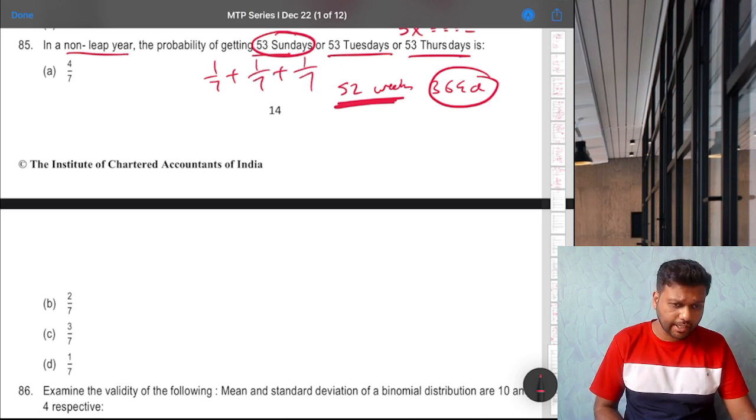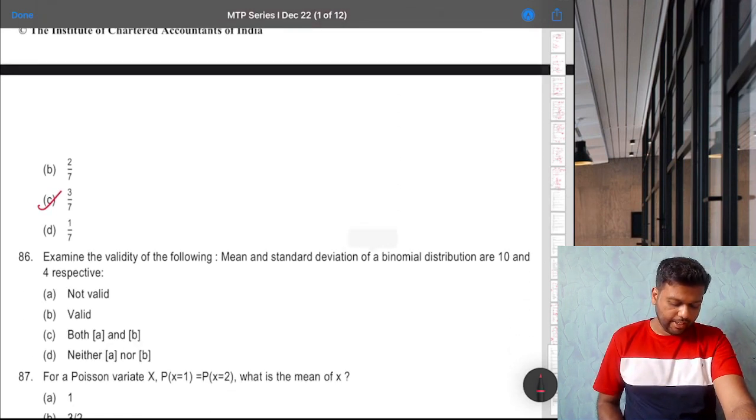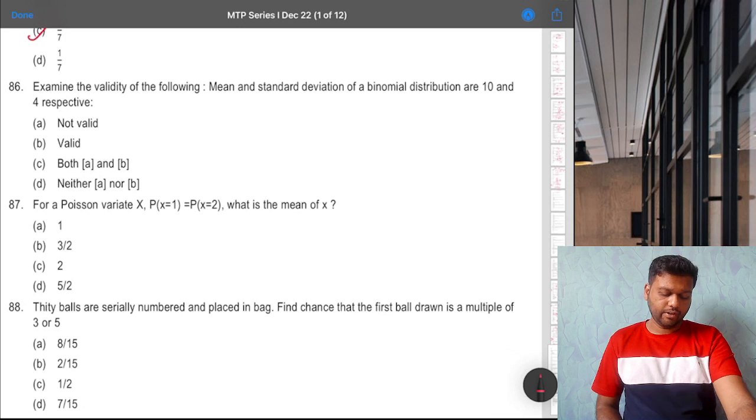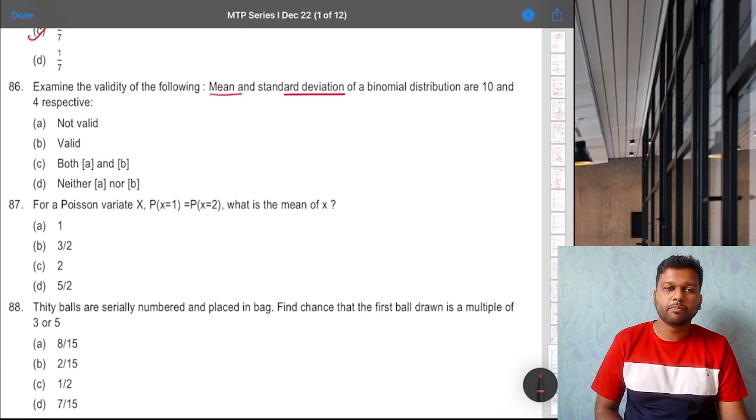So 3 by 7 is the correct answer. Option C for question number 85. 86. Examine the validity of following. Mean and SD of a binomial distribution are 10 and 4 respectively.